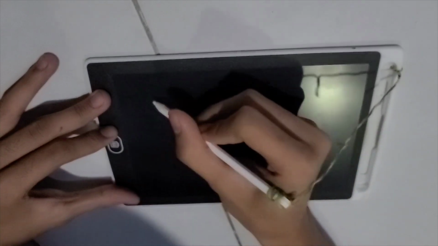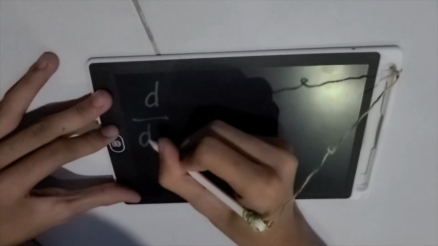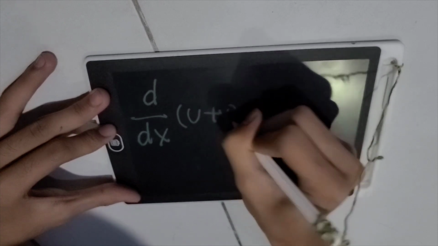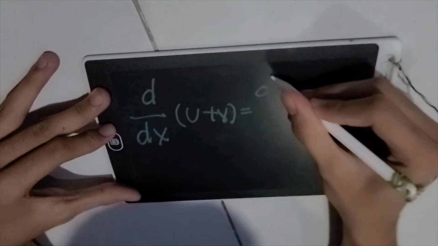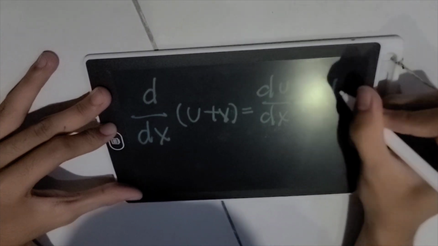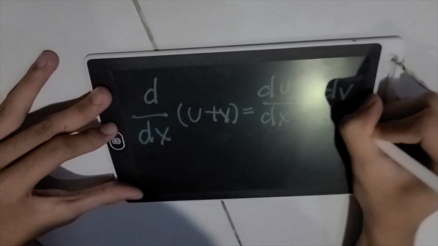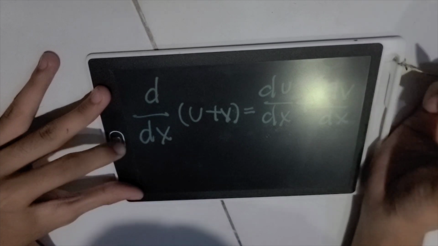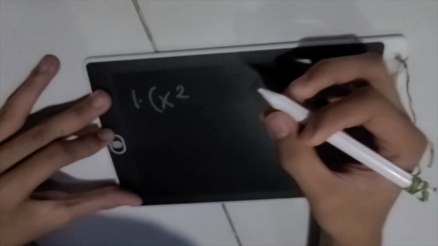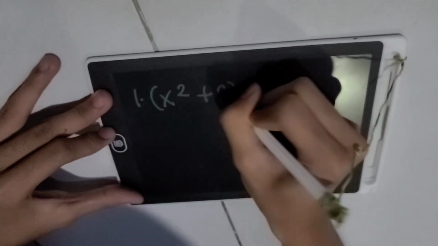7x. So next natin na pag-aaralan ay ang sum and difference rule na kung saan ang formula ay d over dx of u plus v is equals to du over dx plus dv over dx. So, magbibigay ako ng example. Unang example dito ay x squared plus 2.